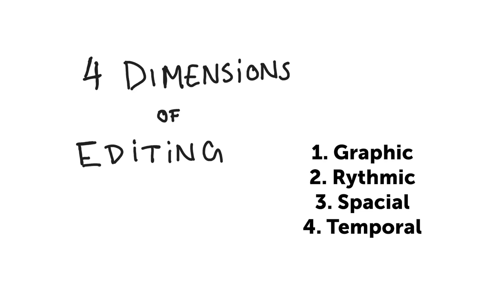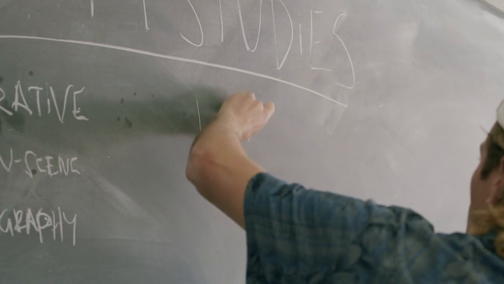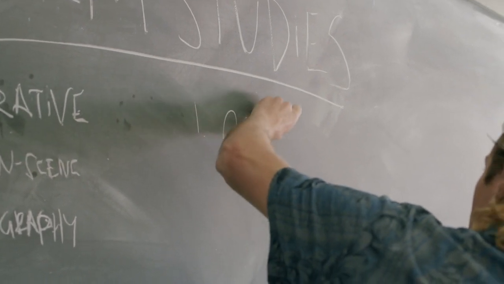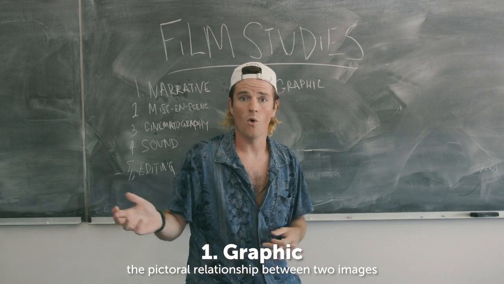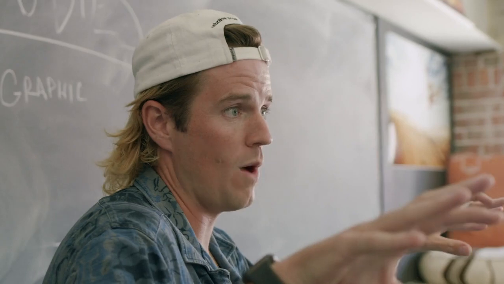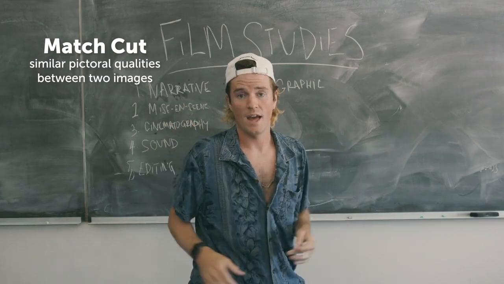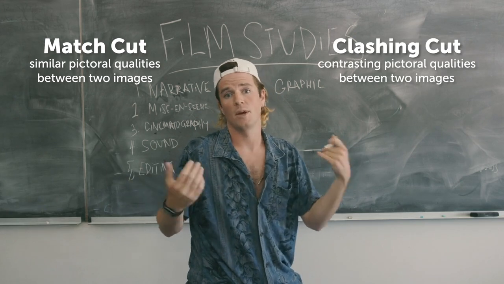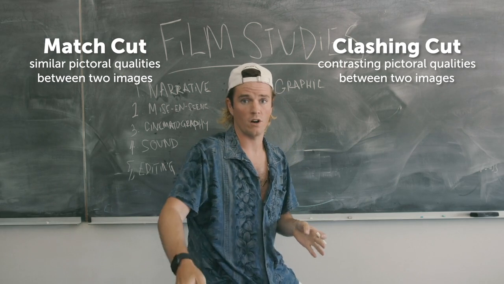What do all 4 of these things mean? Let's go back to the whiteboard. Graphic refers to the pictorial relationship between 2 images, whether it's how colors work together or how the shapes of the frame. 2 shots with similar pictorial qualities are considered a graphic match cut, and 2 shots with contrasting pictorial qualities are a clashing graphic cut. Both of those work for different reasons.